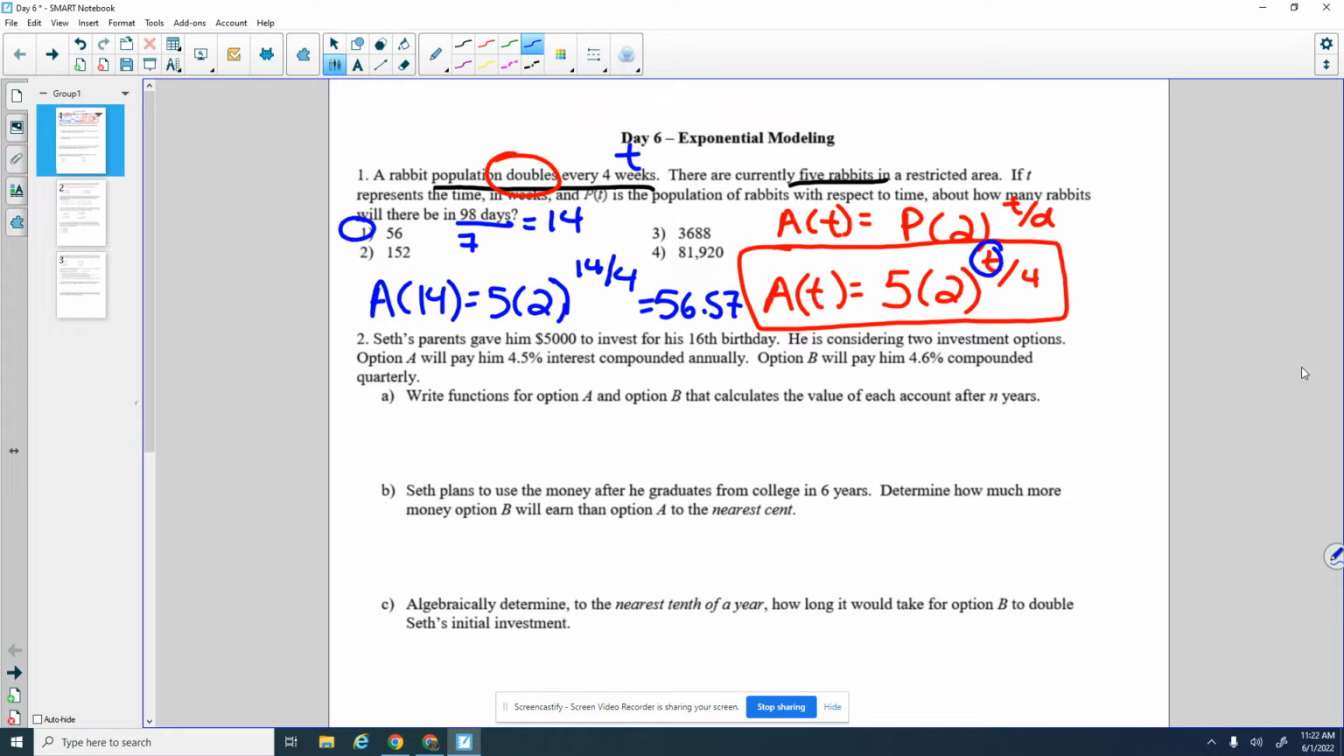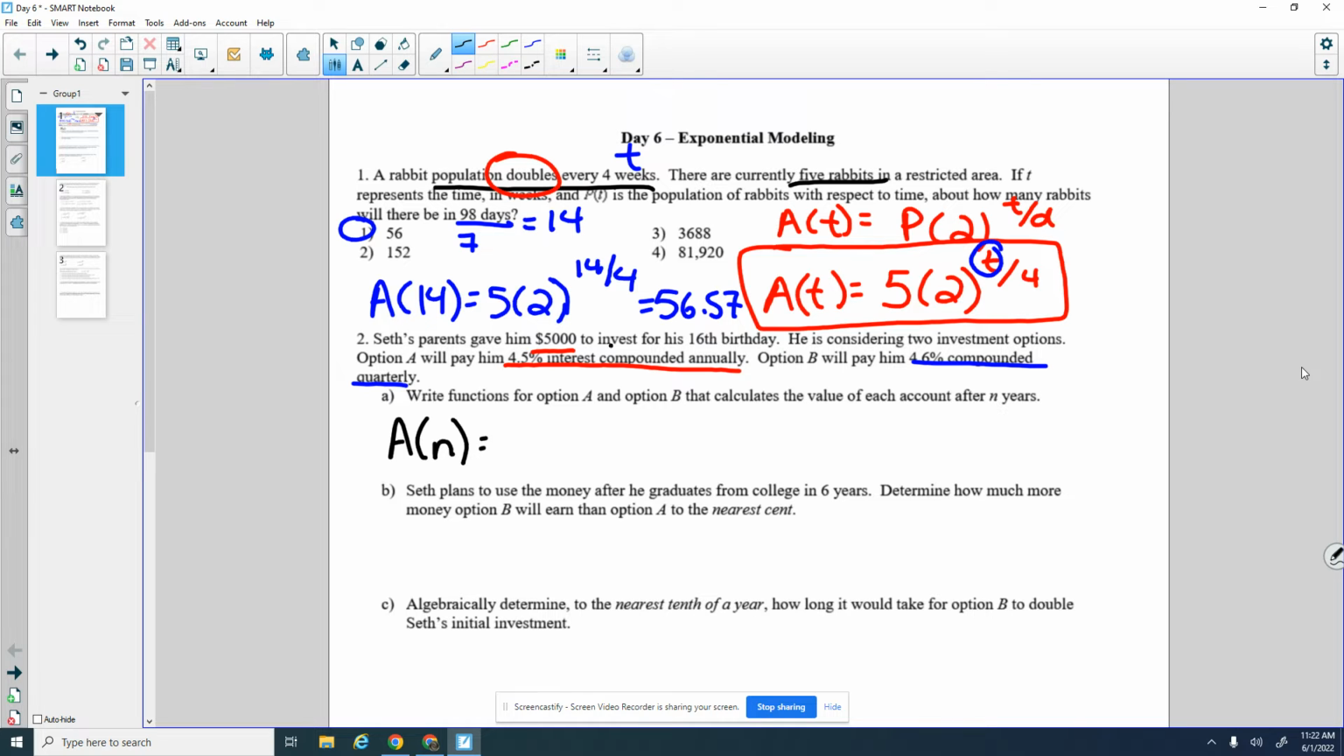The next one says Seth's parents gave him $5,000 to invest for his 16th birthday. He is considering 2 investment options. Option A will pay 4.5% interest compounded annually, and option B will pay 4.6% interest compounded quarterly. So first we want to write functions for option A and B that calculate the value of each account after n years. So I'm going to write A of n for account A.